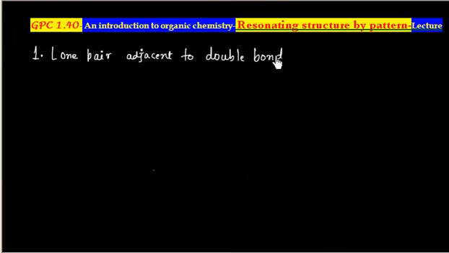In this lecture, we will discuss how to write resonating structures by looking at patterns. The first pattern we will discuss is a lone pair adjacent to a double bond. For example, if I have this molecule, we have a lone pair that is adjacent to a double bond.